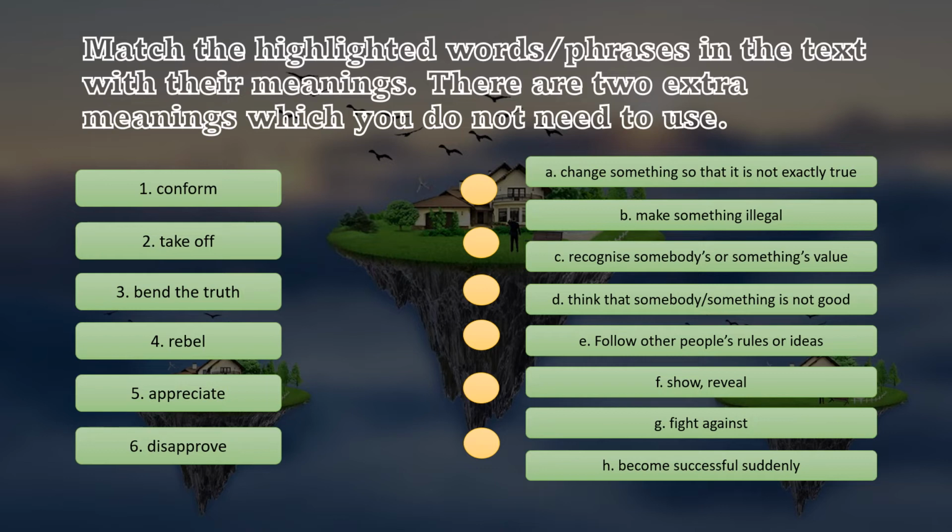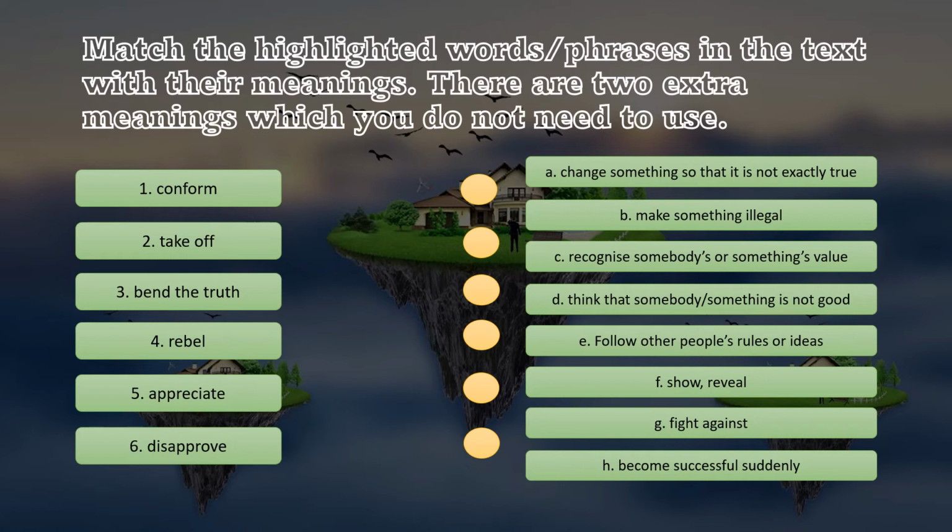A. Change something so that it is not exactly true. B. Make something illegal. C. Recognize somebody's or something's value. D. Think that somebody or something is not good. E. Follow other people's rules or ideas. F. Show, reveal. G. Fight against. H. Become successful suddenly. Now let's check the answer together.